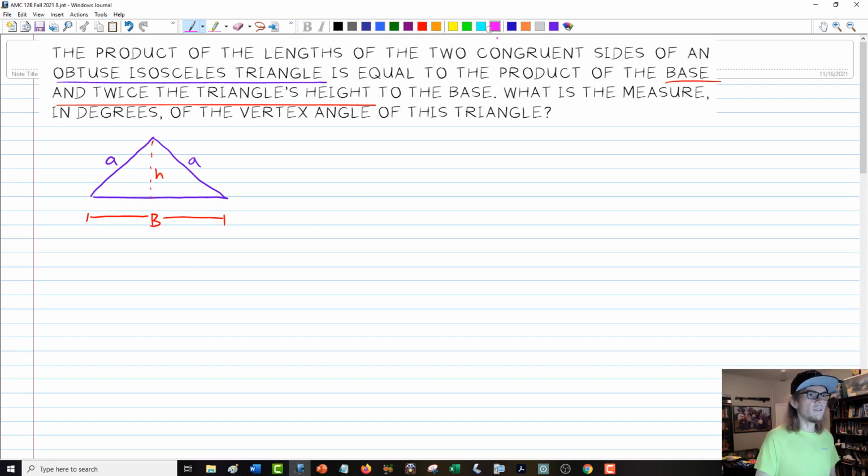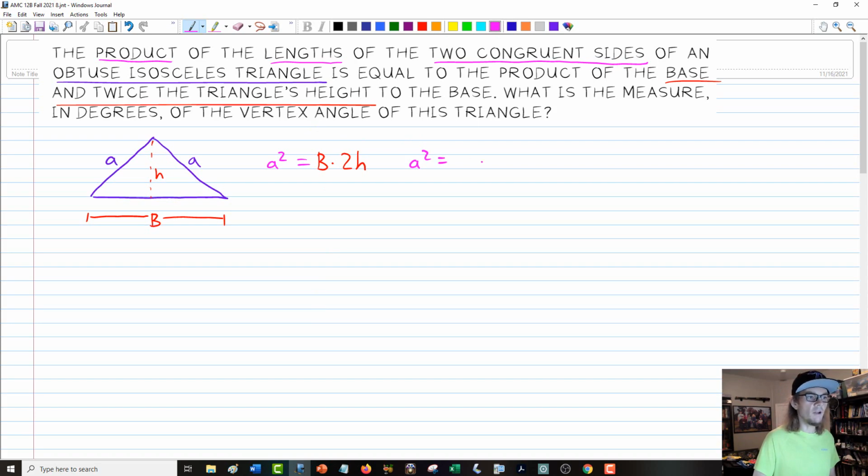Then what it says in addition is that we've got the product of the lengths of the two congruent sides. They are consecutive, but they're congruent as well. What that's telling us in pink is that the product of those two congruent sides, which is A times A, those are the two that are the same, is going to be equal to the product of the base times twice the triangle's height to the base. So basically what we've just come up with is this sort of clean equation.